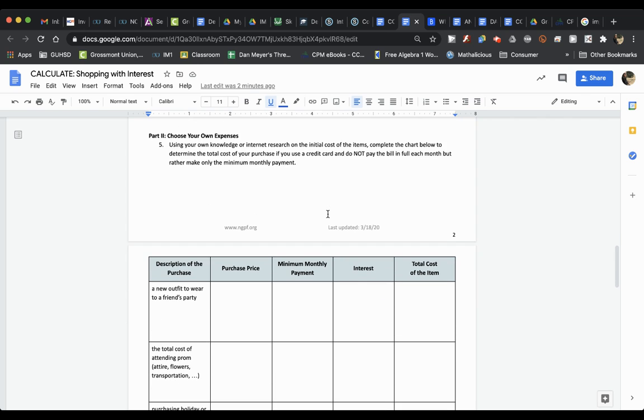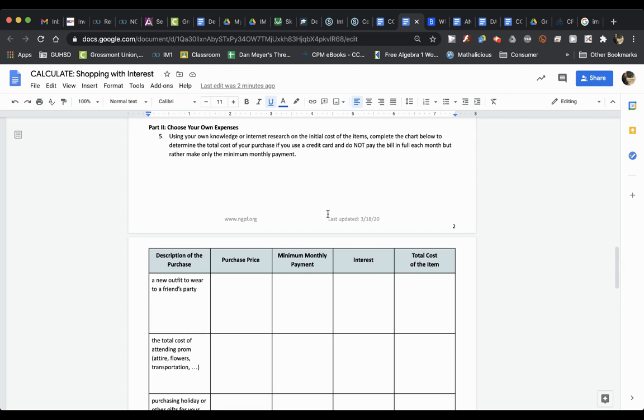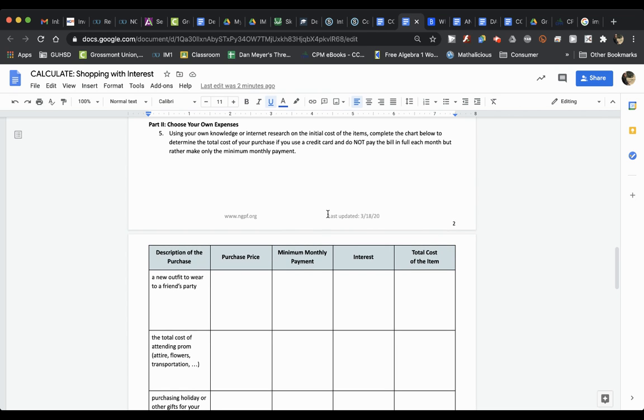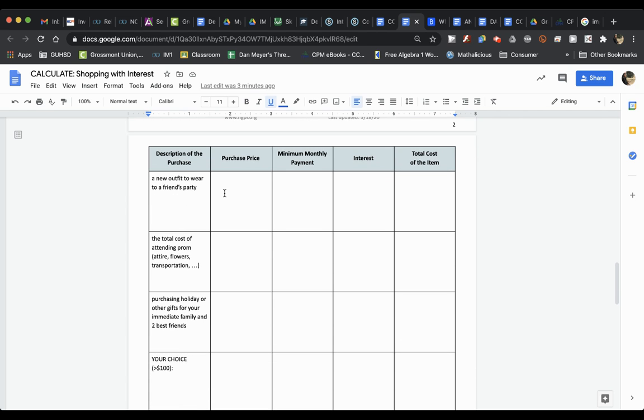In part two, you're going to choose your own expenses. Using your knowledge or research on the internet, you're going to find some initial costs of these items and complete the chart below to determine the cost. On here, a new outfit to wear to a friend's party. You can guesstimate this if you want, but let's say it's $80. Then you want to find your minimum monthly payment. That's 3% of the $80. That would go here. And then you need to calculate your interest and the total cost of the item.